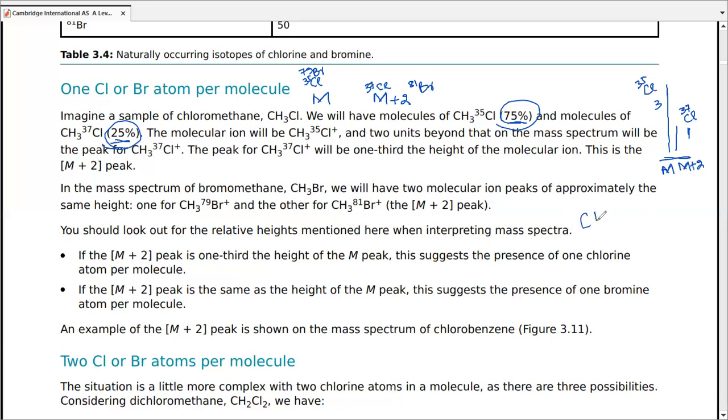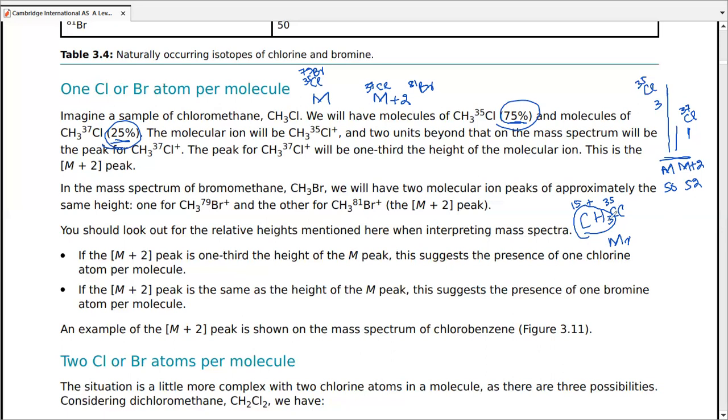Let's suppose we're talking about CH3Cl. What's the Mr of this one? If it's 35, the Mr must be 35 plus 15. So this would be 50 and this would be 52. Makes sense? I recently calculated this too. 15 plus 35 is 50, and 15 plus 37 is 52. If that's 35, it's 50. If that's 37, it's 52.